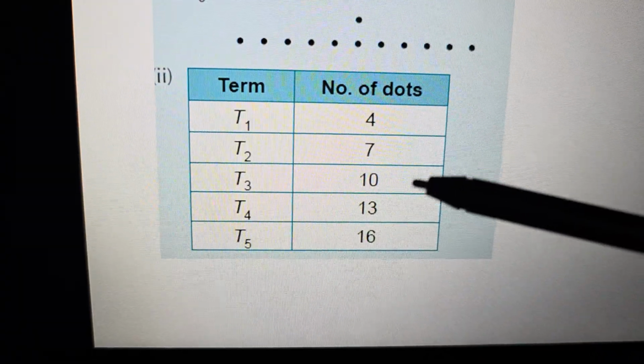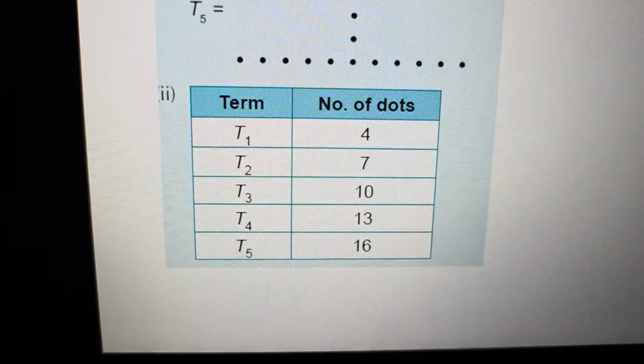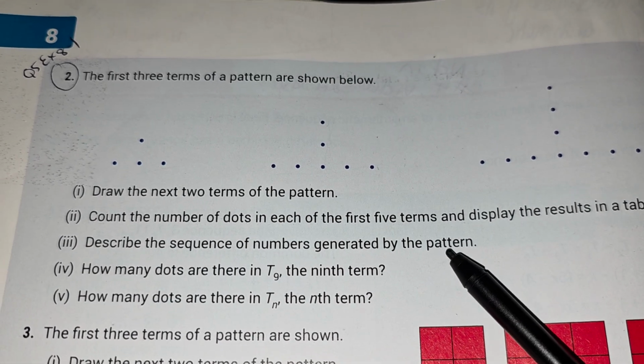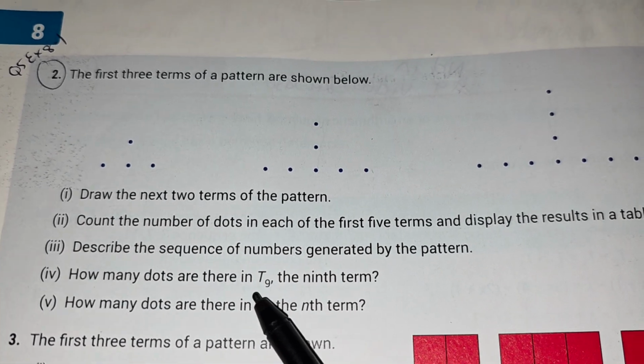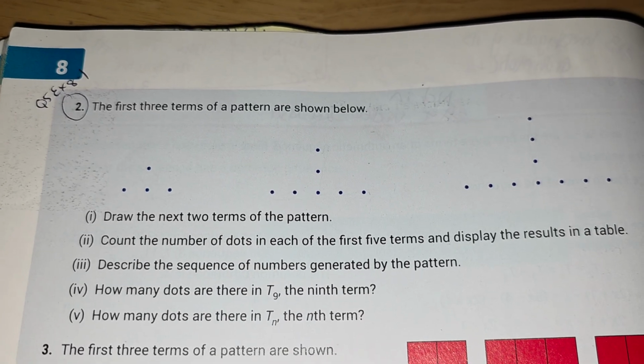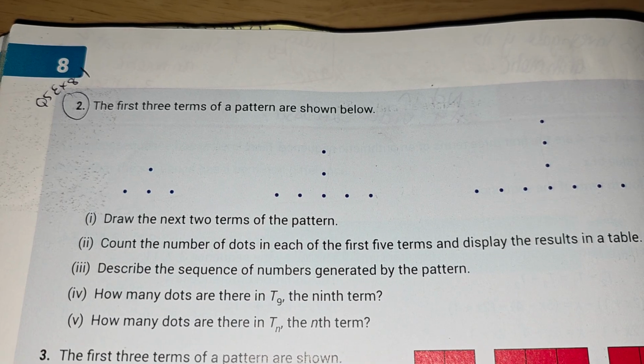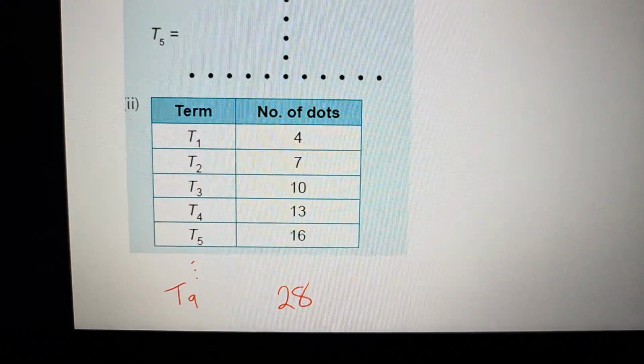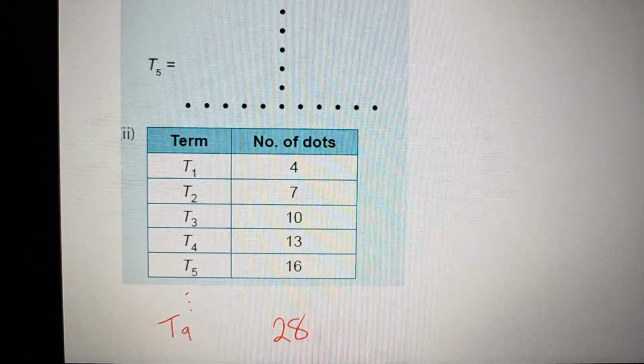You'll notice they're jumping by 3 each time. That's what makes it a linear sequence or arithmetic sequence. Describe the sequence generated. It's arithmetic. Why? Because the common difference is 3. How many dots are in the 9th term? So we've already done it for the first 5 terms, so you could just keep adding on 3 to get the 9th term. And term 9 works out to be 28 dots.